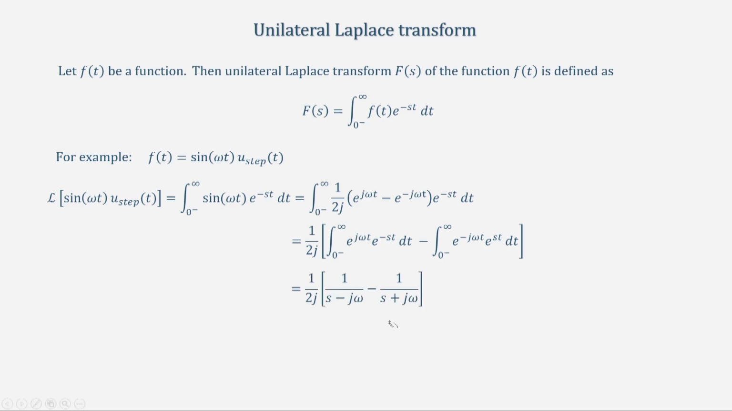Because for this case it will be 1 by s minus j omega, and for this case it will be 1 by s plus j omega, and if you just complete this, it will come out to be omega by s square plus omega square. What I want you all to do is find out the Laplace transform of cos omega t u step t. In that case, we will find it to be s by s square plus omega square.